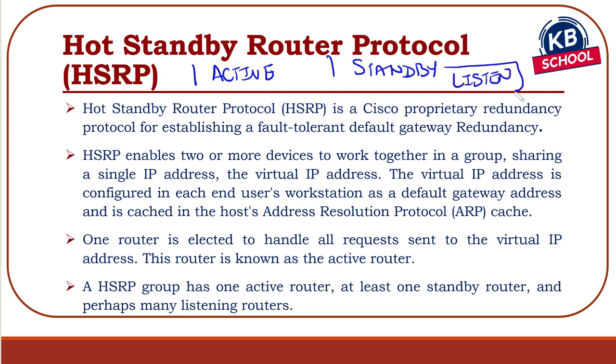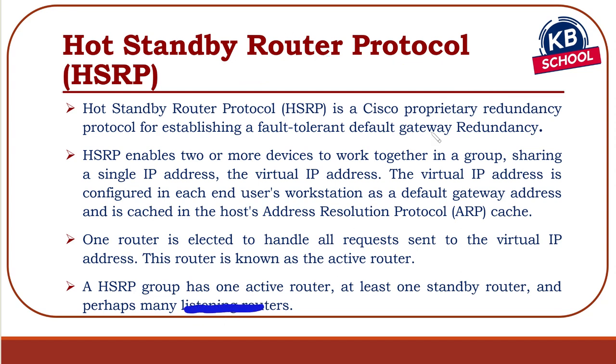The rest of them, if you have more than 2, will be in a state known as listen. Very similar to that DR BDR concept. You'll have one DR, one BDR, and the others will be DR others. Just in case one of those goes down, the DR other will become the BDR. But again, it needs an election for that. This one, active, standby, and the other ones will be listening routers. That's one of the differences, besides one being Cisco proprietary, the other one being open standard.